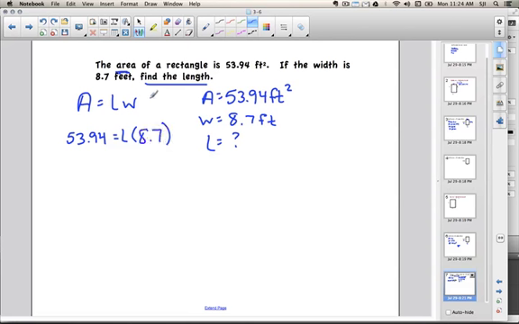And now we're just going to go through and solve this. This is a simple one-step equation. So we're going to ask ourselves, what number is on the same side as the variable? 8.7. What operation is going on with that? Multiplication. What's the opposite of that? Division. So what number are we going to add, subtract, multiply, or divide from both sides? We're going to divide both sides by 8.7. We can show division with a fraction bar.